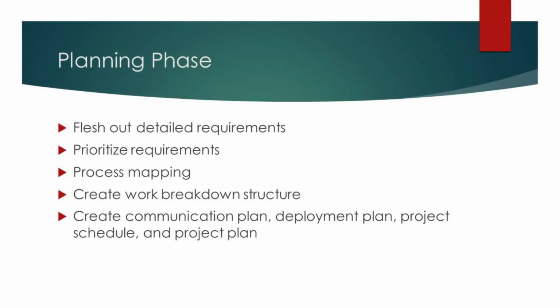The planning phase is where the project team will work to flesh out detailed requirements associated with the project, and then prioritize those requirements. Those requirements will then feed into a process mapping conversation with some of the more technical resources who will be working on the project and key stakeholders, with the intent of fleshing out all of the more granular details about the functionality associated with the application.